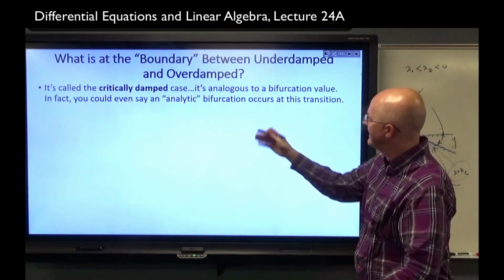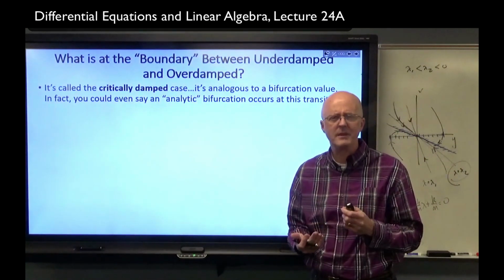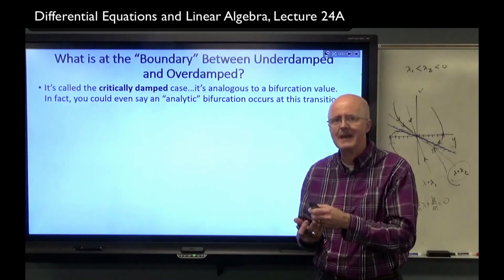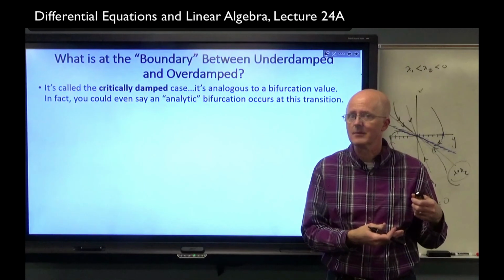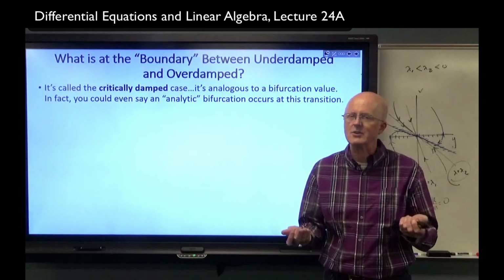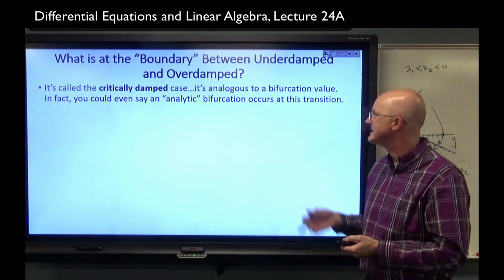I'm calling it an analytic bifurcation because it's a bifurcation in the formula, from one in the underdamped case that has cosines and sines to one in the overdamped case that has no cosines and sines, only exponential decays. Analytic referring to formulas, essentially. I could call it maybe symbolic as well.